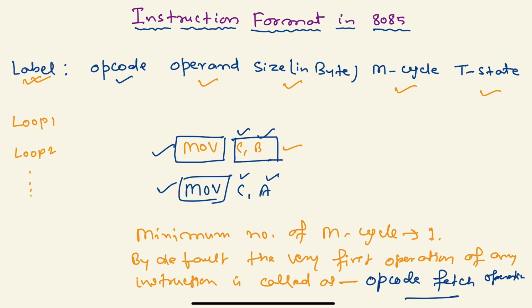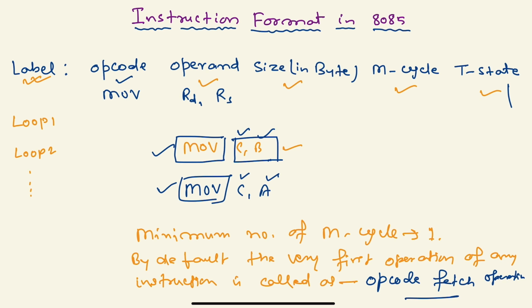As per the table I provided in the earlier videos, for a particular machine cycle we can easily find out how many T states are required as per its operation, and we can write them down here. So for this instruction, let's say MOV C, B: the opcode is simply MOV, and the operand is C comma B, where C is the destination register and B is the source register.